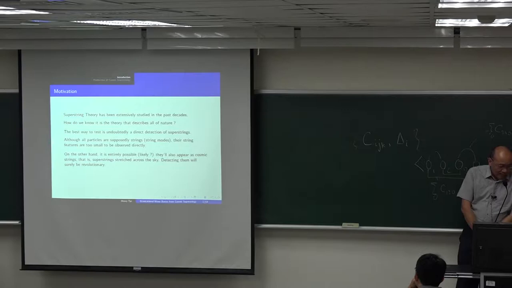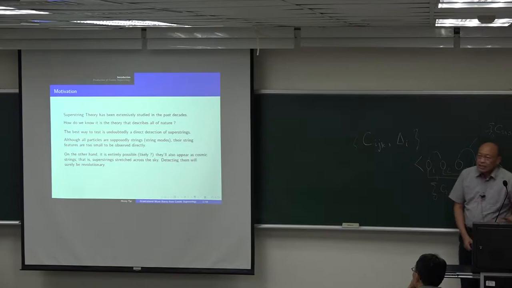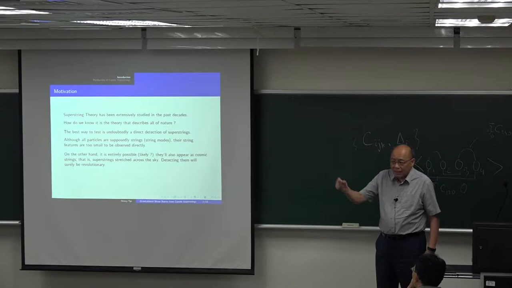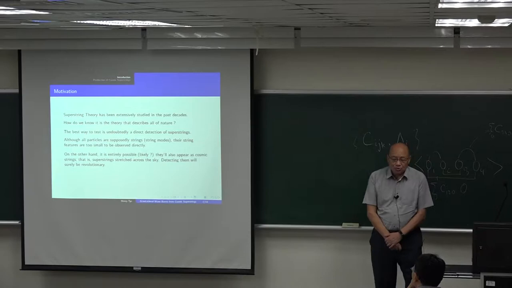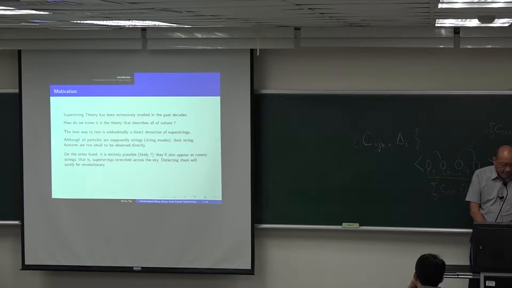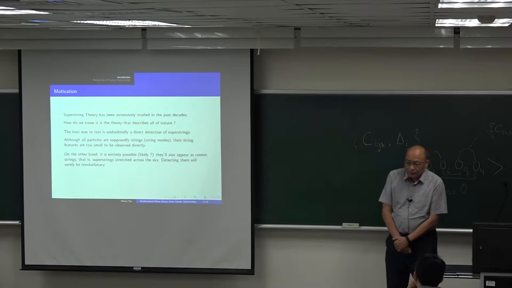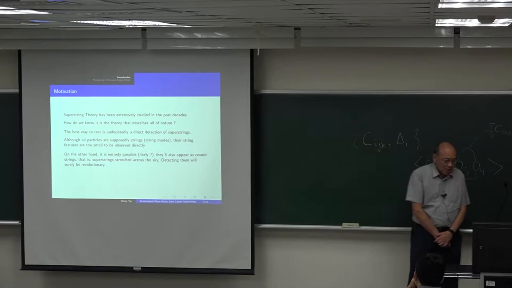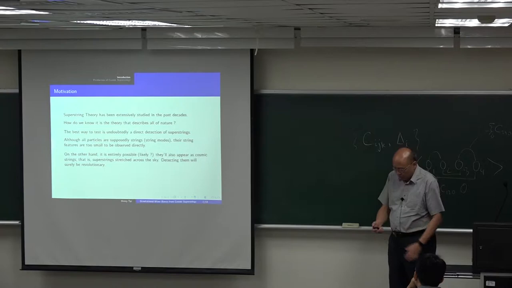it is entirely possible, and I would like to argue likely, that these superstrings can appear large. All electrons and photons are tiny little strings, but there can also be large strings, strings that stretch across the sky. They, of course, will be produced in the early universe, and detecting them will be revolutionary. The whole universe becomes a detector. Things that tiny will be stretched across the horizon, and detection is possible by cosmological observation.